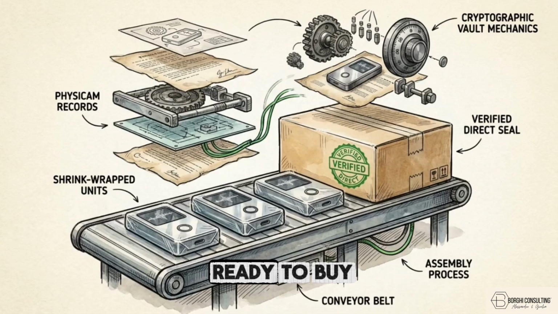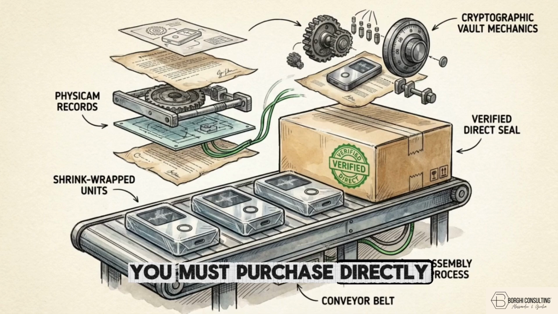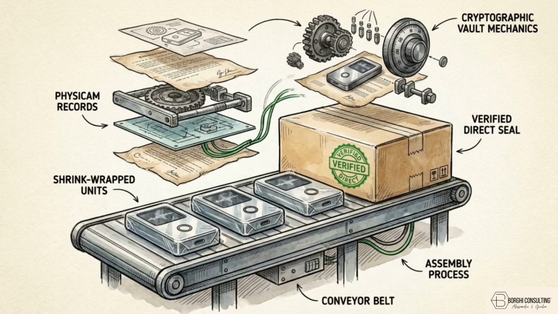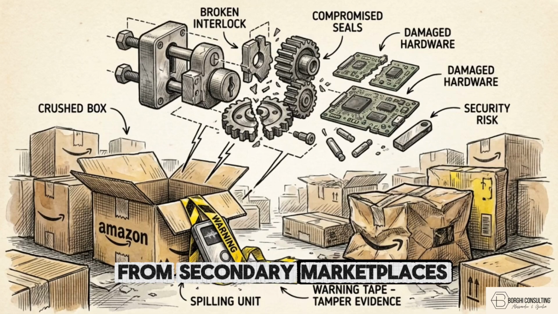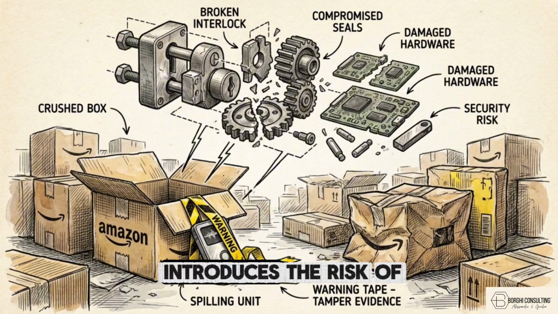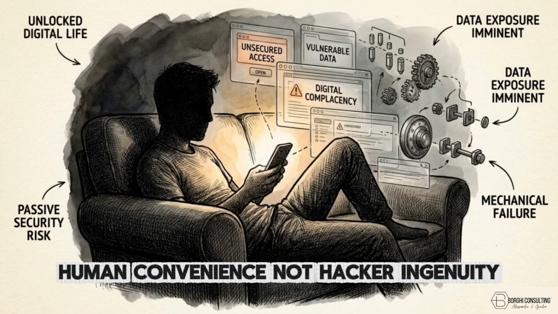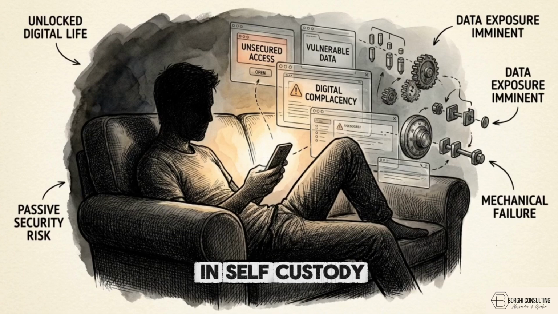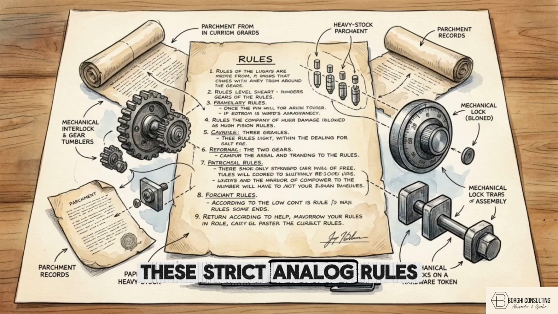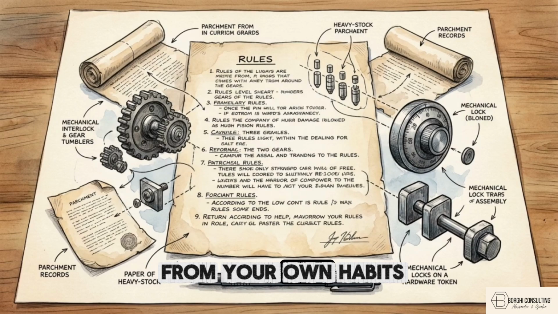When you are eventually ready to buy, you must purchase directly from this official manufacturer. Buying a hardware wallet from secondary marketplaces like Amazon or eBay introduces the risk of supply chain tampering. Human convenience, not hacker ingenuity, is the highest risk in self-custody. These strict analog rules exist to protect you from your own habits.